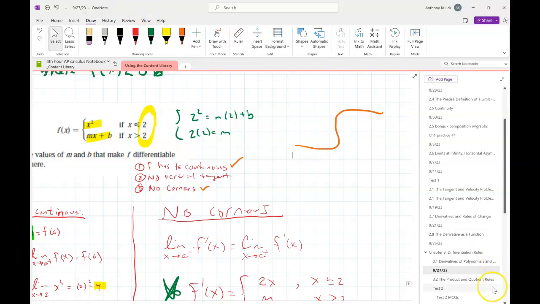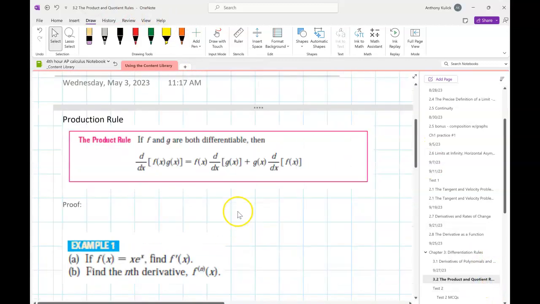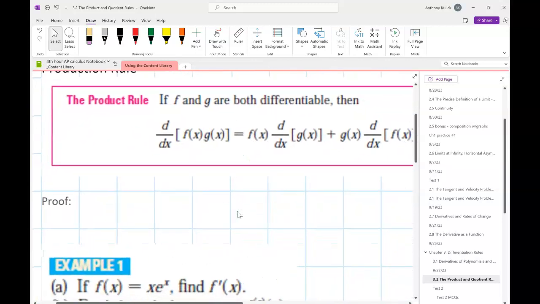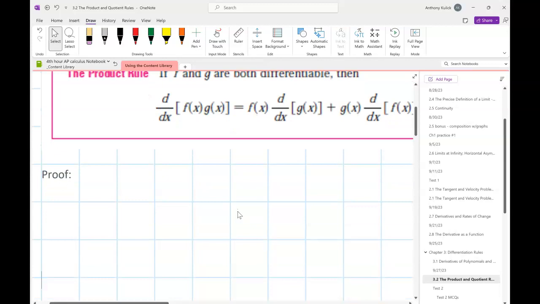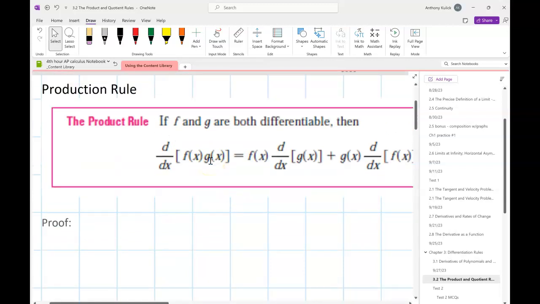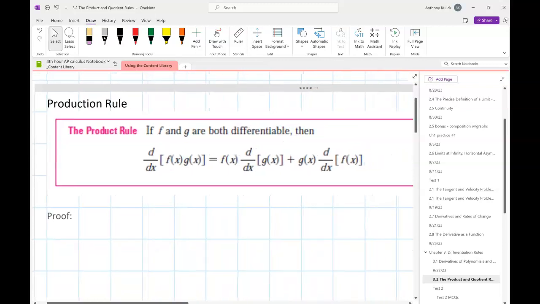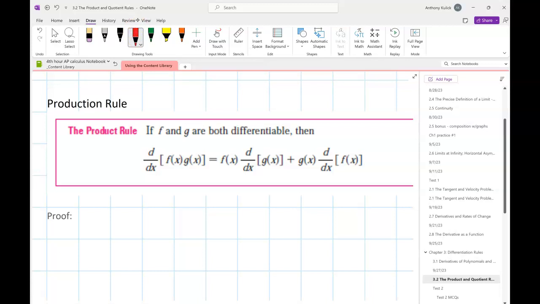All right, let's do 3-2. The next 3-2, 3-3, 3-4, I think, are all just shortcut chapters. So the next shortcut we're going to look at is called the product rule. It says that if f and g are both differentiable, then the derivative of the product of f and g is g times f prime plus f times g prime.